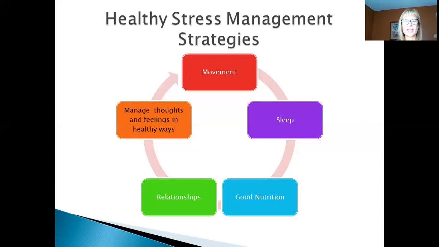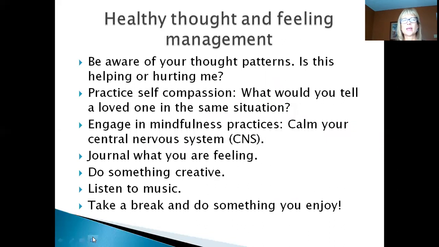Then the next one is managing thoughts and feelings in a healthy way. And this one's more complicated, so I've created an additional slide to break this down a little bit. So what does that mean exactly? First off, our brain is a powerful tool. I often ask people, who is in charge, the thought or the thinker? And the correct answer is the thinker.